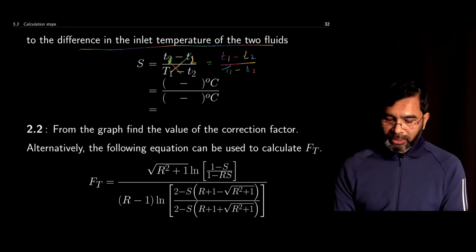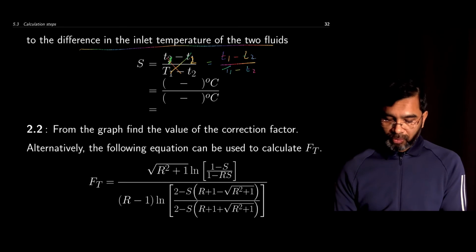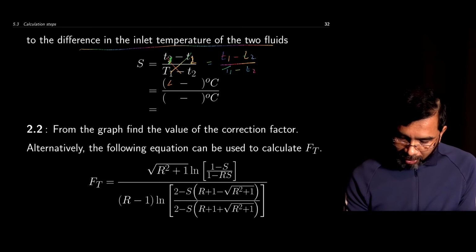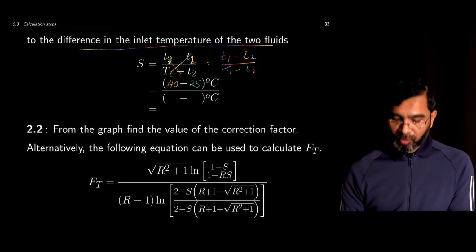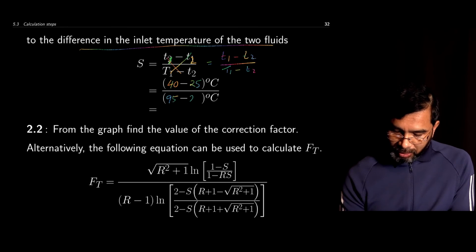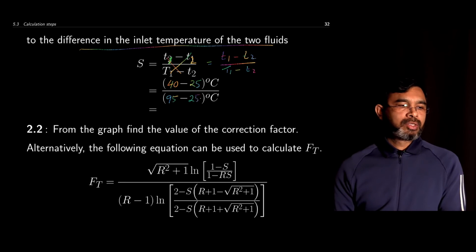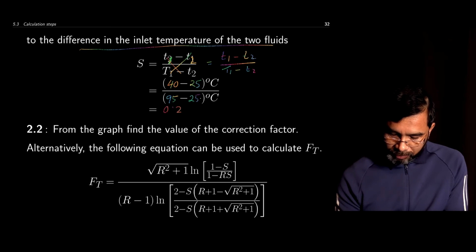So we have T1 to be the outlet for the cold fluid and the small t2 is the inlet for the cold fluid. So we'll have 40 minus 25 degrees centigrade, that's the temperature increase of the cold fluid, over 95 minus 25. So if we do the simple math, you will end up getting a value of 0.21.